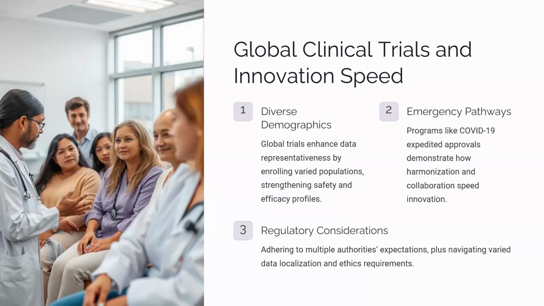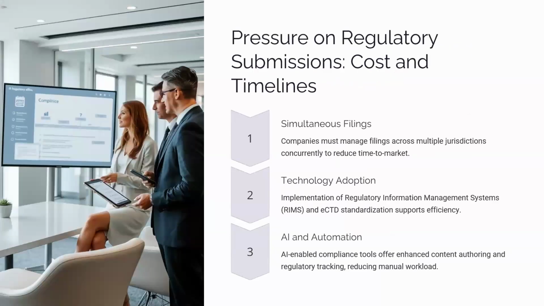Then pressure on regulatory submission, cost and timelines. There are simultaneous filings that need to be done, so companies must manage filings across multiple jurisdictions concurrently to reduce time to market. Then technology should be adopted. Implementation of regulatory information management systems like RIMS and eCTD standardization supports efficiency.